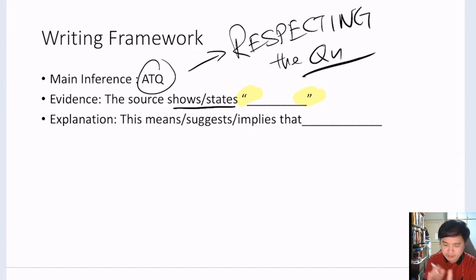And last but not least, when you're explaining, give me the "this means," "this suggests," "this implies," so that I know that you are starting your explanation from this point onwards. If you do not do it, then I can't tell. The marker needs to take extra effort to tell where your explanation starts. So in order to make it a smooth and enjoyable experience for the marker as well, tell them you're starting your explanation with this means, this suggests, this implies.